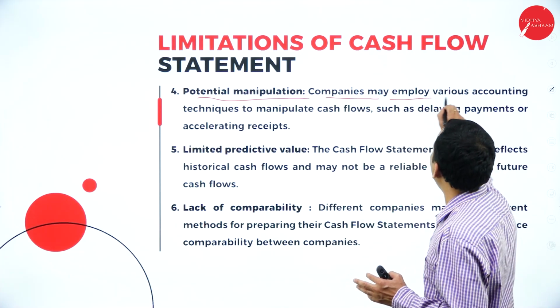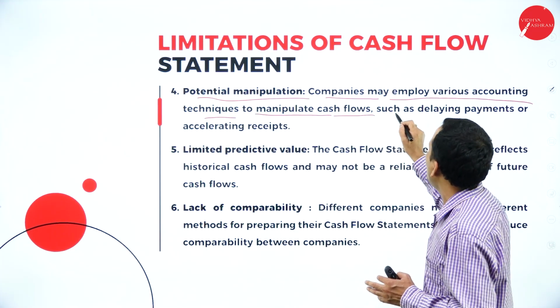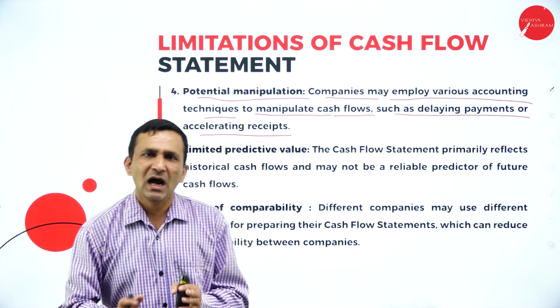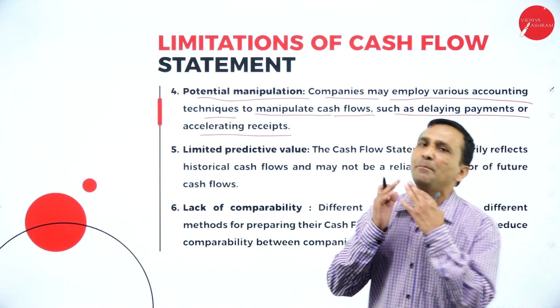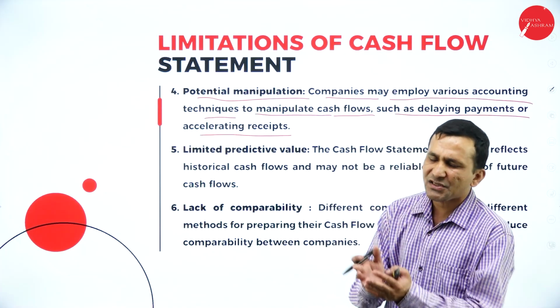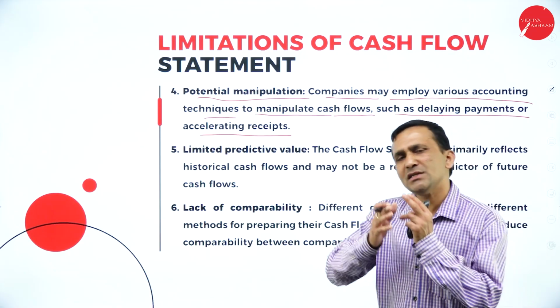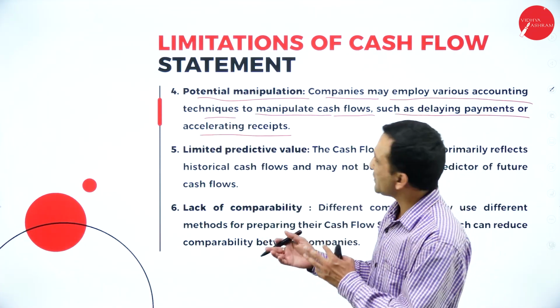The company may employ various accounting techniques to manipulate cash flow, such as delaying a payment or accelerating a receipt. Either the company is expecting a receipt, or the company wants to pay some external party like a supplier or income tax. Okay, so whatever it is, related to operating, financing or investment.